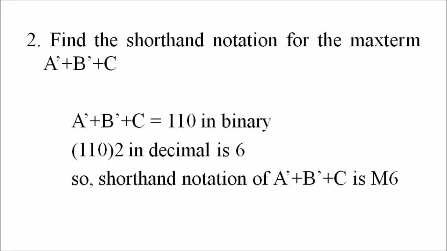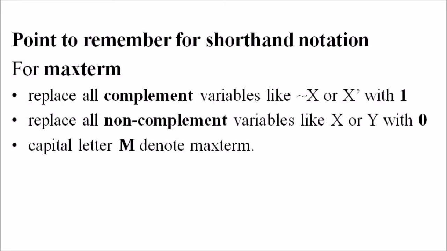So, the points to remember for shorthand notation of max term representation are: replace all complement variables, like the negation of x, the complement of x, x dash or x bar, with 1, and replace all non-complement variables like x or y with 0, and the capital letter M denotes the max term.